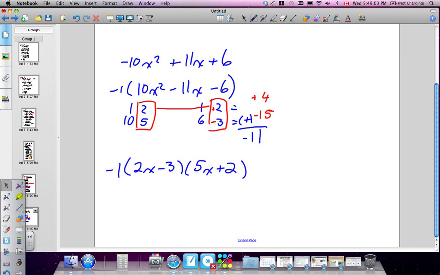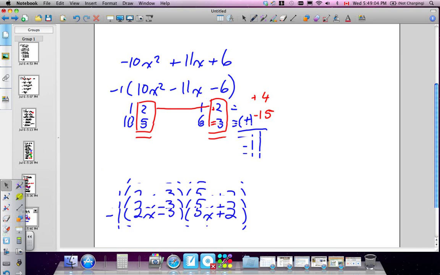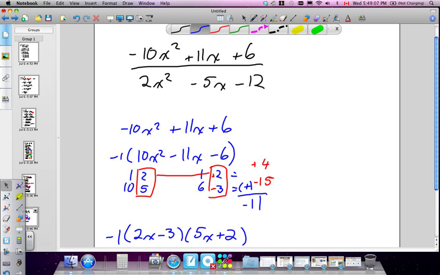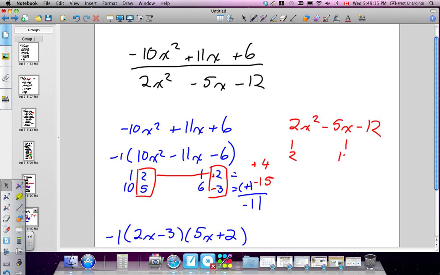And then let's factor the bottom half of this. 2x squared minus 5x minus 12. Same idea. Factors of the first, factors of the second. Sorry, I had to squeeze this one. Does this make sense how I set it up? Alright, I'll pause this part.